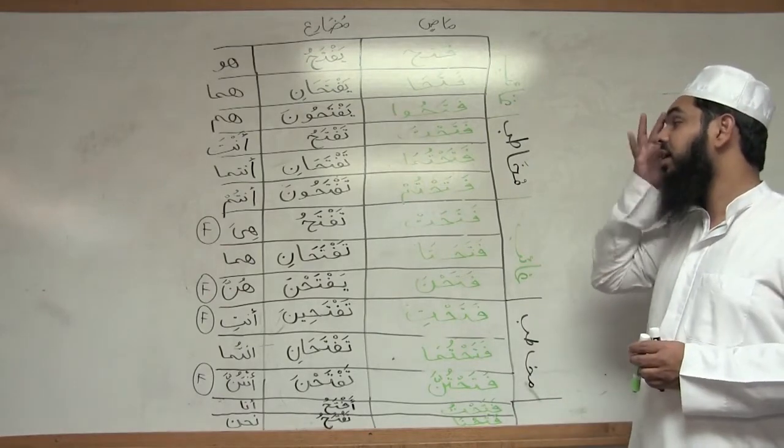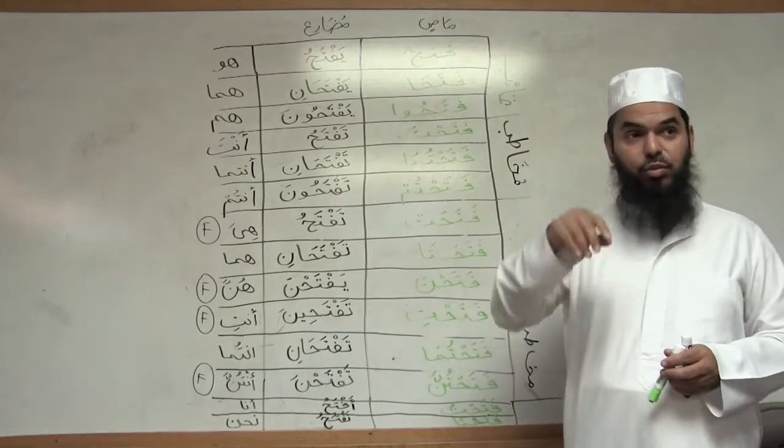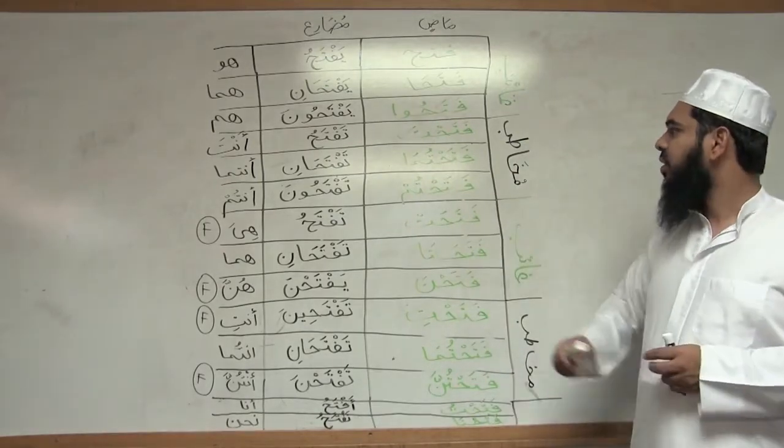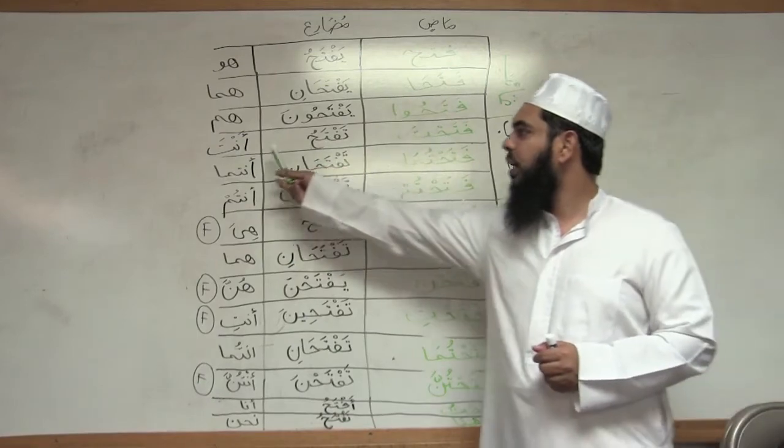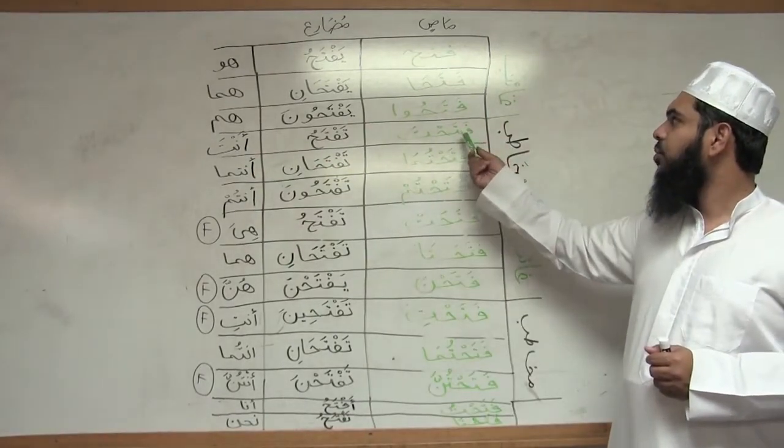If you're going to go with mudari', are you doing it currently? Then you say taftahu. The ta here is not for ta'anis, it's for mukhatab. You're speaking to somebody. Tayyib. This is for one man who is present. You are speaking to them.